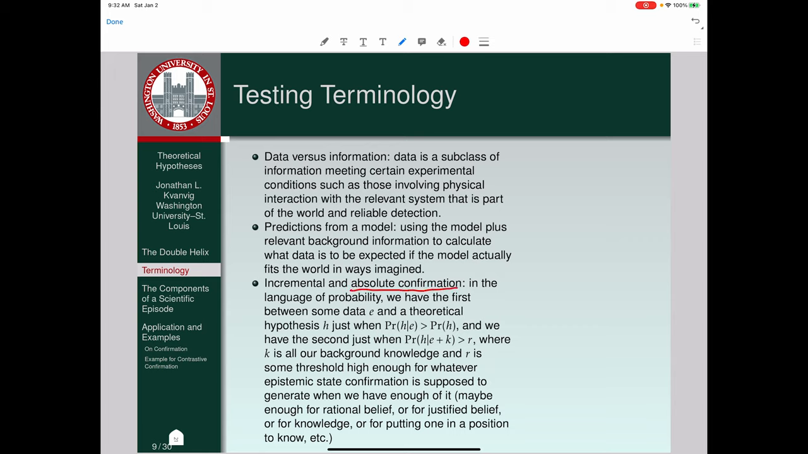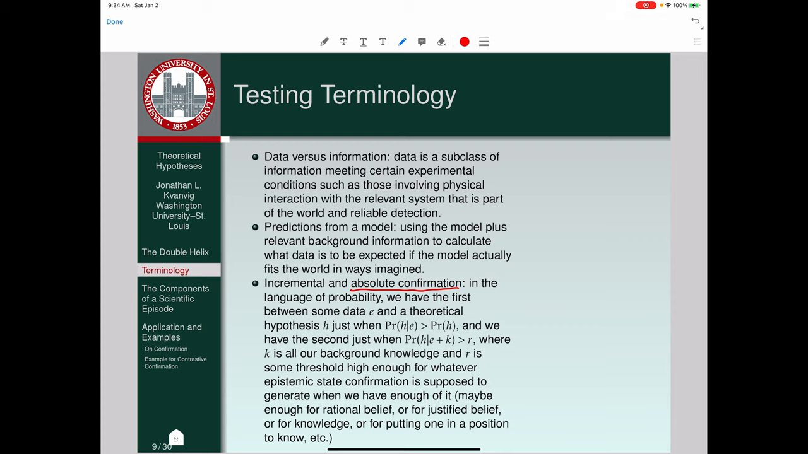What about absolute confirmation? Notice that incremental confirmation can be present even if the amount of evidence that you generate is woefully short of enough to make it reasonable to believe the hypothesis in question. So for example, just take a simple dice example. You have two dice in your hand and you roll the dice, and you're trying to see whether it came up a 12. Now you don't get to look at the dice, but you have a machine that detects the state of the dice and gives you information about it. Now the probability that it came up 12 is 1 over 36 when you start, if your background information includes that the pair of dice is a fair pair of dice.